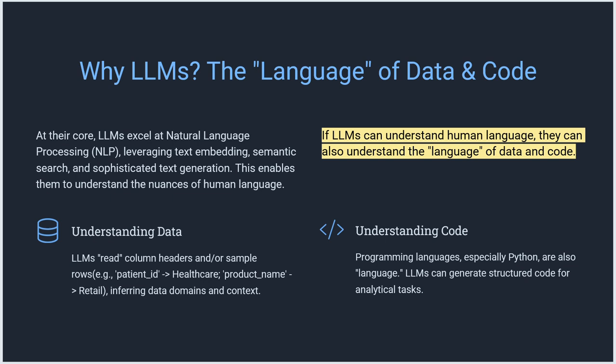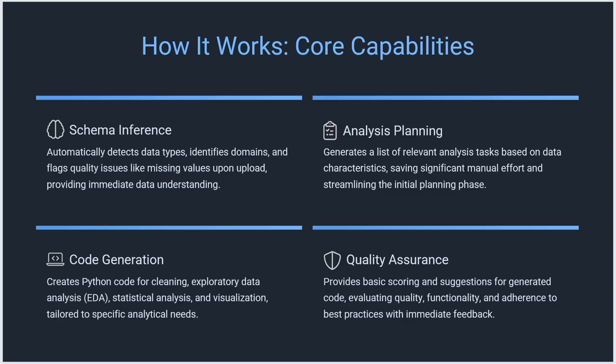This project is built on the idea that LLMs can act as cognitive agents because they excel at natural language processing. They can understand the language of data and code. For example, an LLM can interpret semantic meaning from column headers, inferring a retail domain from terms like product name and price. This same capability allows them to synthesize Python code for analytical tasks.